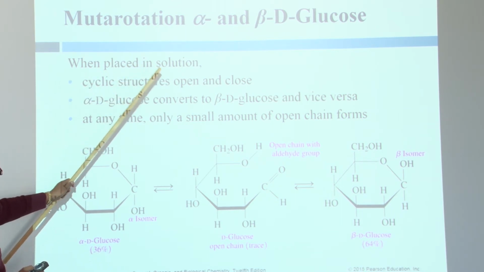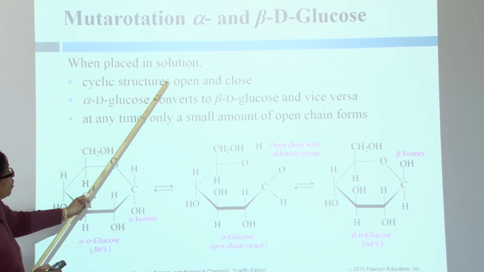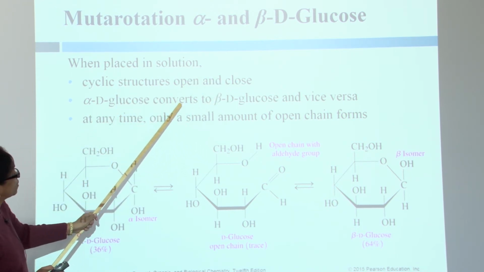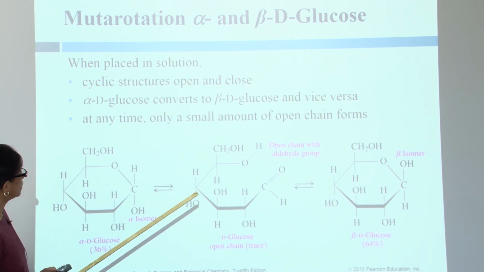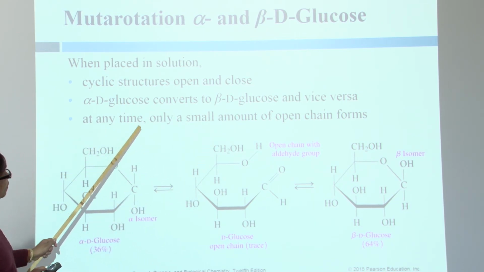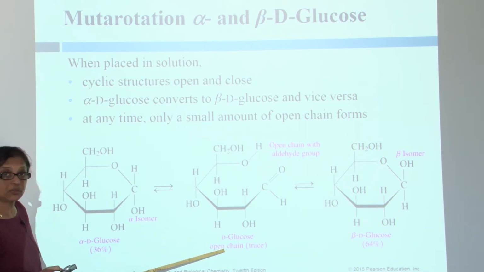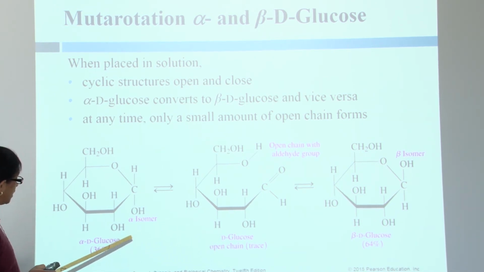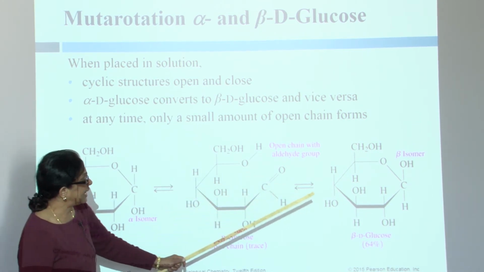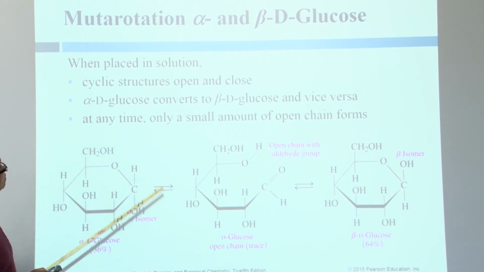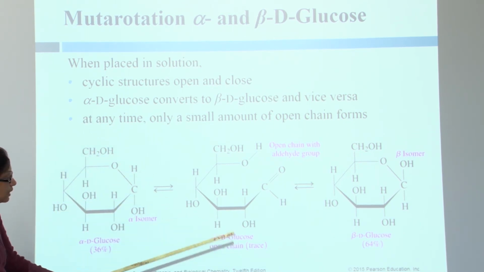So when placed in solution, cyclic structures open and close. Alpha D glucose converts to beta D glucose and vice versa. At any time, only a small amount of open chain forms, a trace amount. You have a certain percent of alpha isomer and beta isomer present in a solution. So that is mutarotation. They rotate between the two, alpha and beta, in a solution.